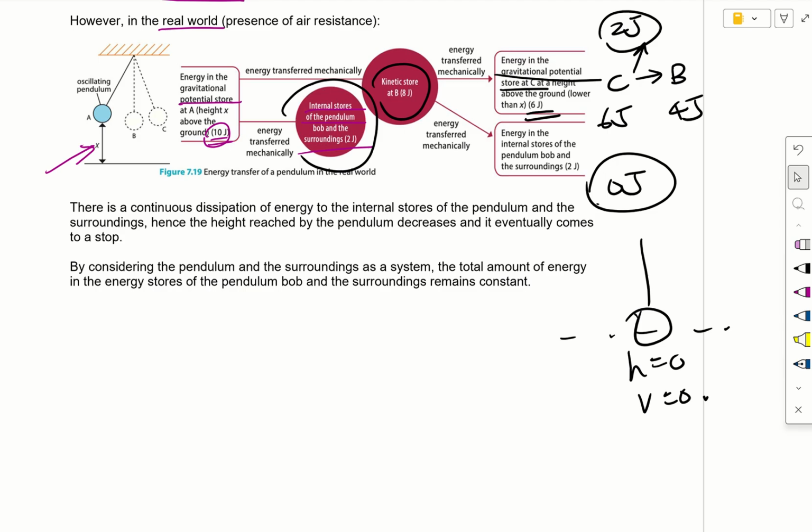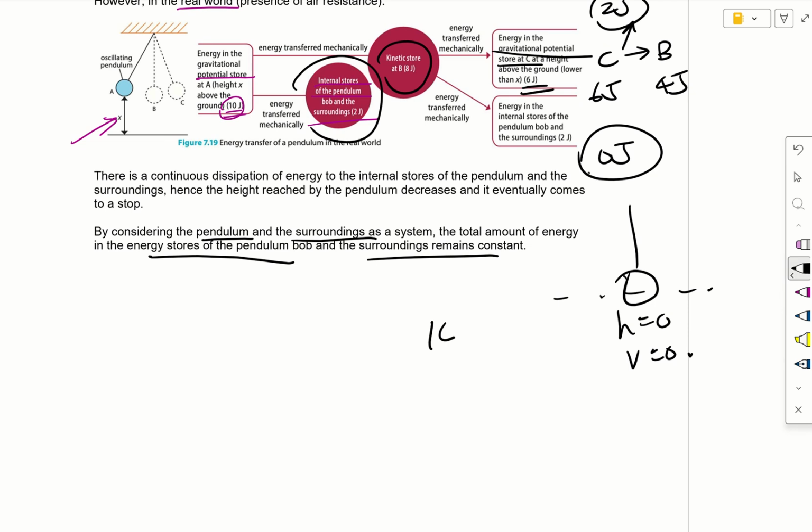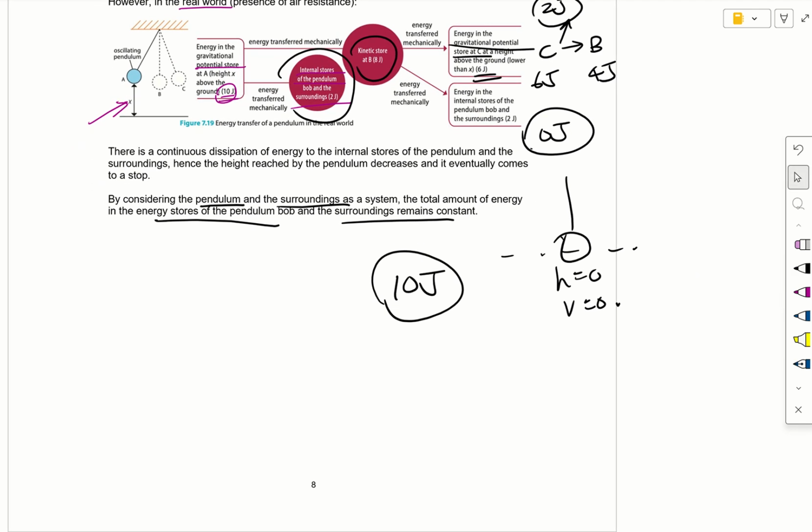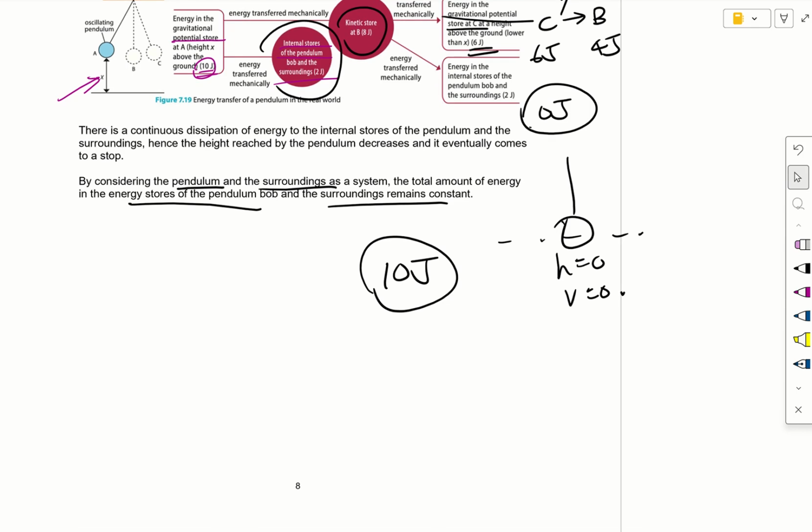But if we were to consider the pendulum and the surrounding as the whole system, the total amount of energy in the energy store of the pendulum and the surrounding remains constant. So eventually, it will have 10 joules, in the internal store of the pendulum plus the internal store of the surrounding.